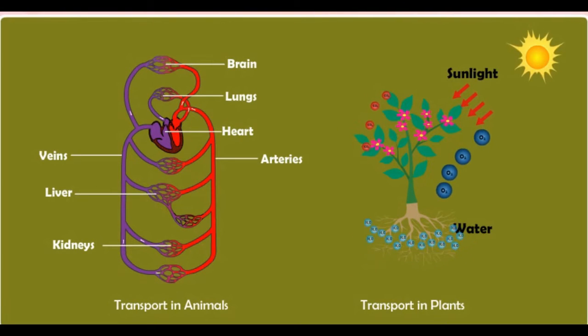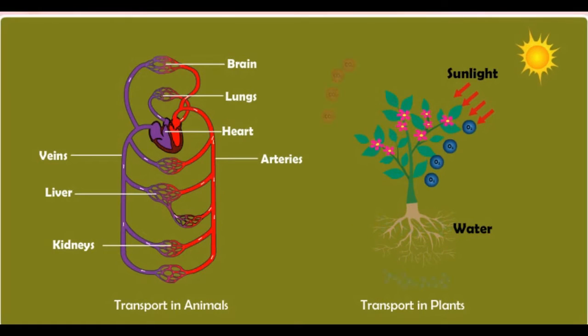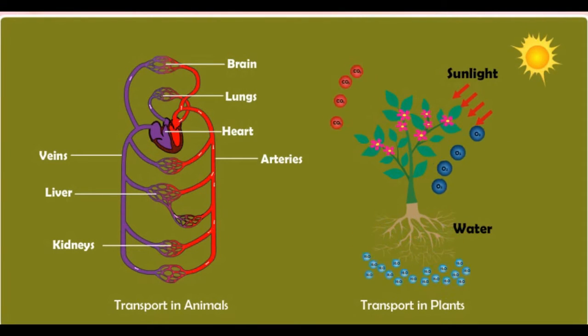Introduction. In biology, transport is a life process in which a material absorbed or made in one part of the body of an organism is carried to other parts of the body. All living organisms, animals and plants, need a transport system to supply them with food, water and oxygen, and to carry away the harmful waste materials produced in their bodies.